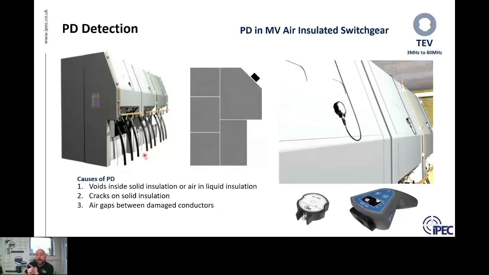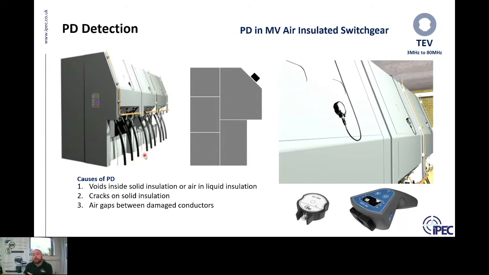Number three, you could get air gaps between conductors. The most common area to find that is maybe on the rose connector, where the circuit breaker meets the pin in the actual switchgear. Quite often, if that pin's damaged in any way, you might get an air gap between those two, and therefore you can get partial discharge occurring across that air gap.